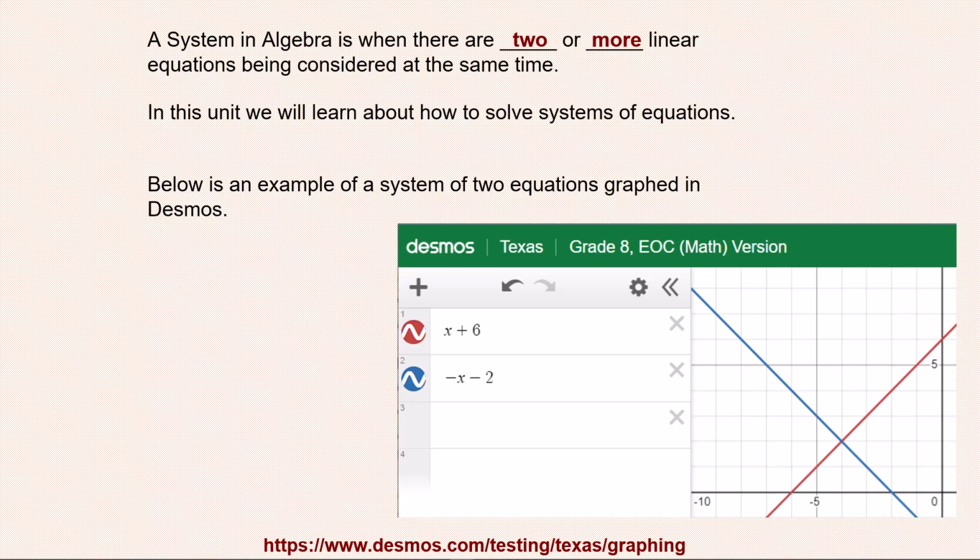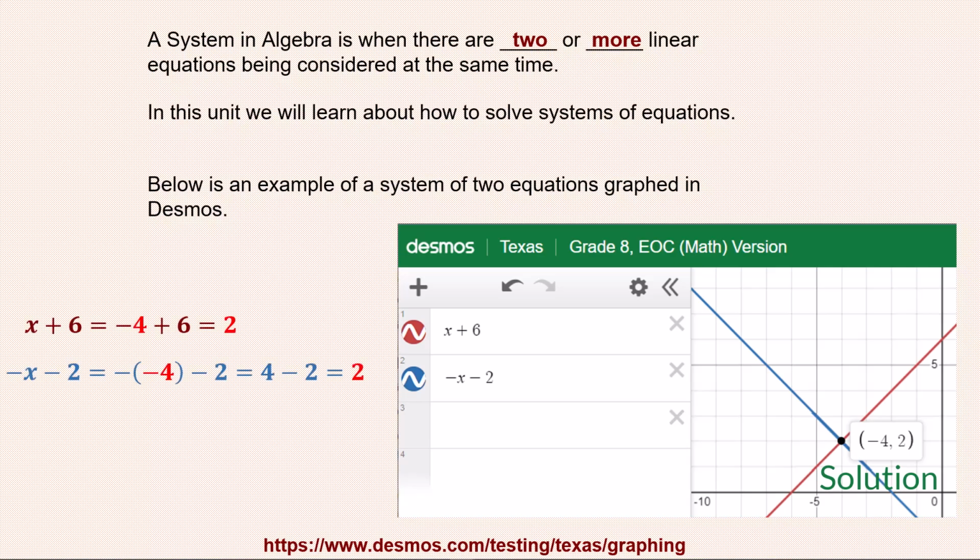Finally, notice these two lines cross at the point -4, 2. This is the solution to this system of equations, the one point both lines have in common. This means that mathematically, if you substitute -4 for x in both equations, you will get the y value of 2. This is what it means to find the solution to the system, finding the point where the two lines cross, the point that is common to both lines, the point whose x and y values work for both equations.